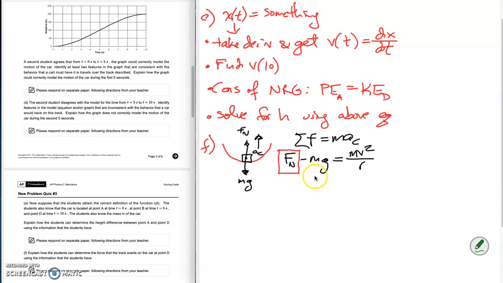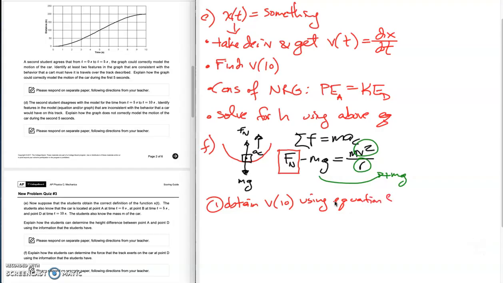So how are we going to have to find that guy? Well, we're going to have to add the weight to the other side. You need to make sure that you mention that. And we're going to have to find the radius, and we're going to have to find the velocity. So how are we going to do that? 1, obtain velocity using equation and method mentioned in part D.